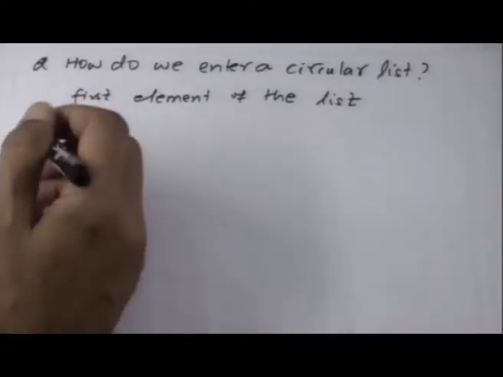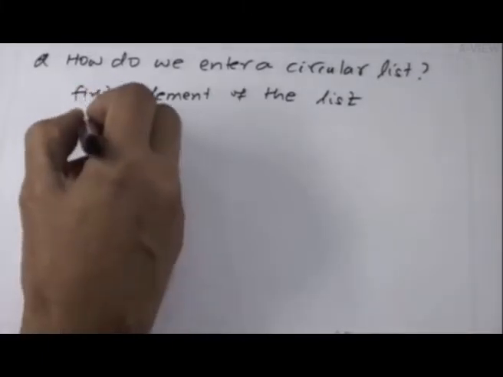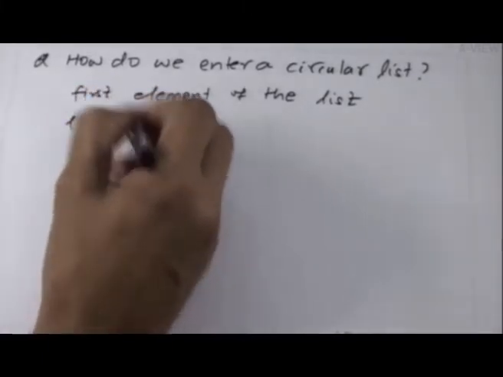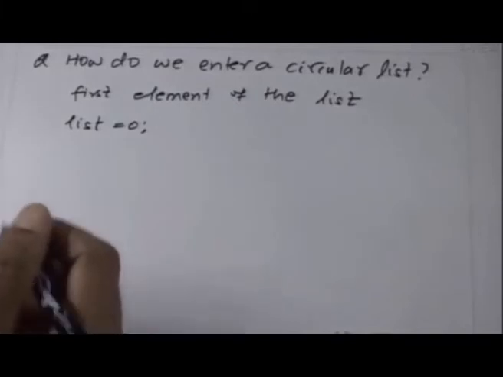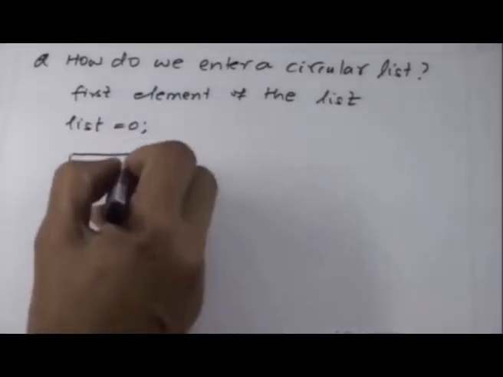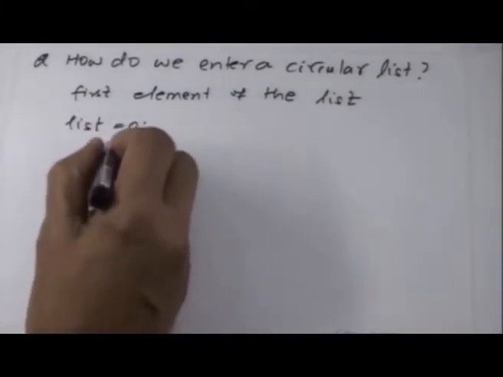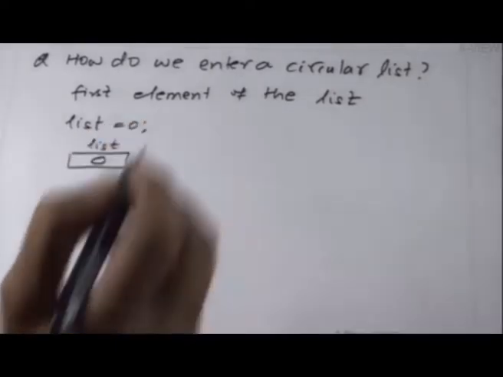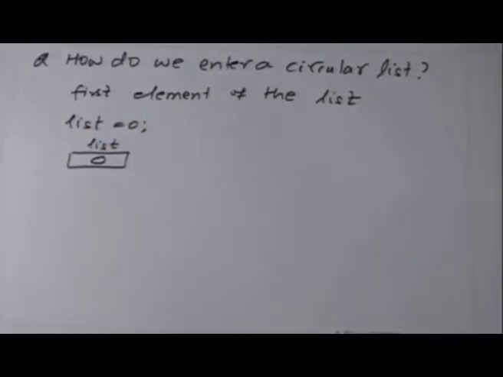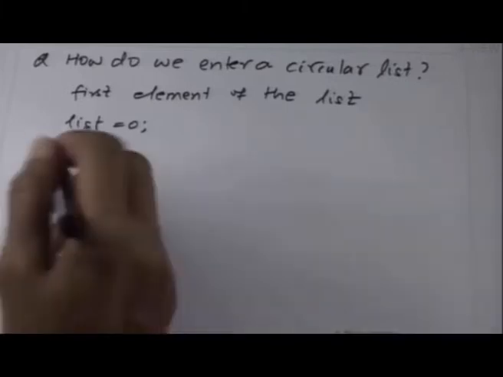So we essentially will do something like list equal to 0. Let's say this means a list which is empty. So what does it mean? That I have a place for a circular list and I put null or 0 inside it. So it does not point to anything, and therefore this is an empty list.